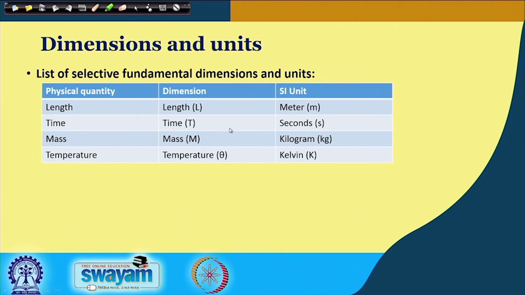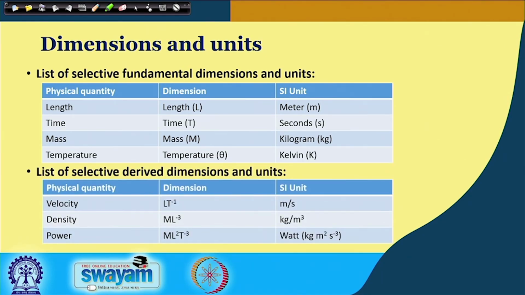Okay. So, here you see that we are putting some kind of small notations for denoting the length, the time, the mass and the temperature. So that when we go for the derived quantities, we can represent them in terms of this length, time, and mass without going for the whole word, but we can use the abbreviations or these notations. So, now let me give you a list of the derived dimensions and units.